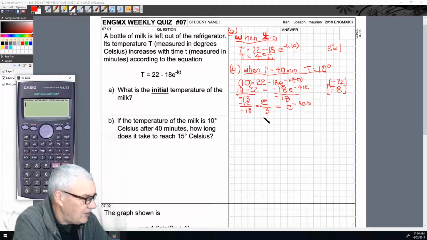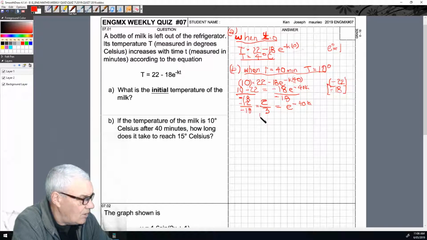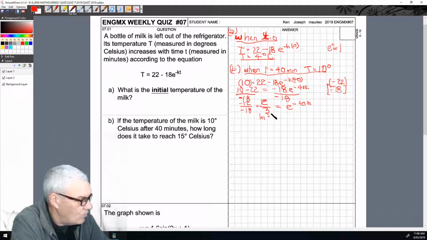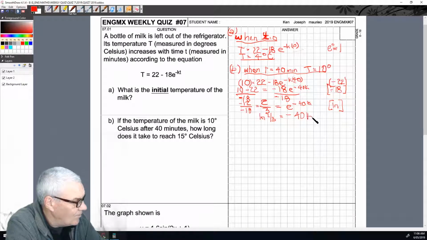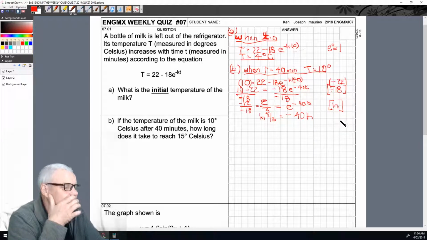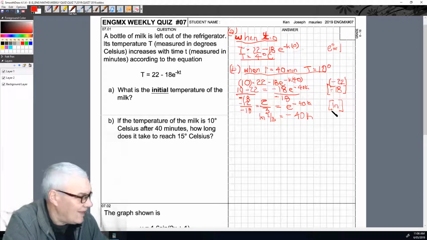So what we do here then is we go ln of 2/3. So we take the log of both sides. Now that'll undo the e. So we've got log of 2/3 equals negative 40k. Okay. Negative 40k. I only want 1k.